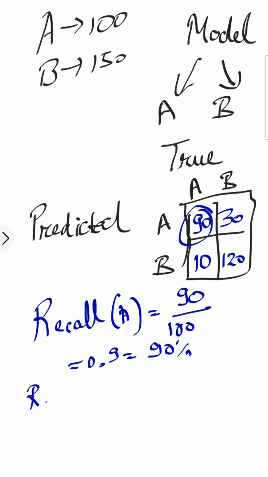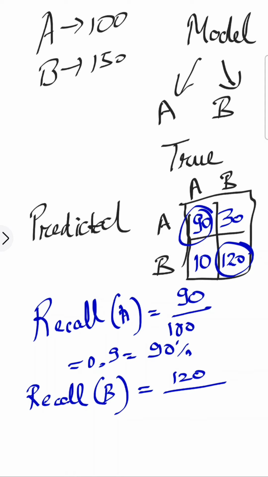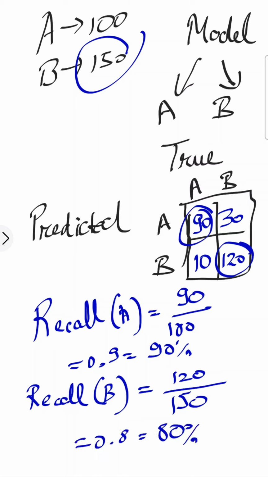Similarly, we can calculate the recall for class B, which is the number of data points belonging to class B which were correctly identified. So 120 divided by the total number of data points belonging to class B, 150. So our recall will come out to be 0.8, equal to 80%.